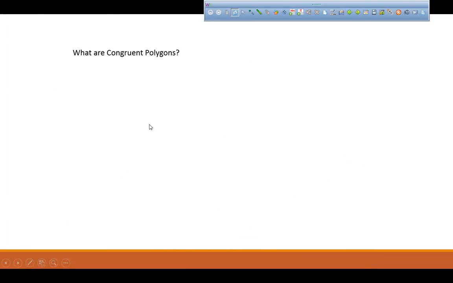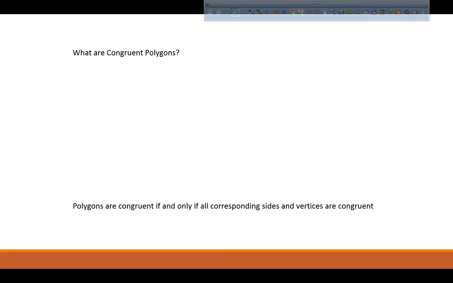What are congruent polygons? Who can tell me what congruent polygons are? What do you think congruent polygons are, Ian? You don't know? If they say two shapes are congruent, what does that mean? Same size and shape. That's basically what congruent means, same size and shape.